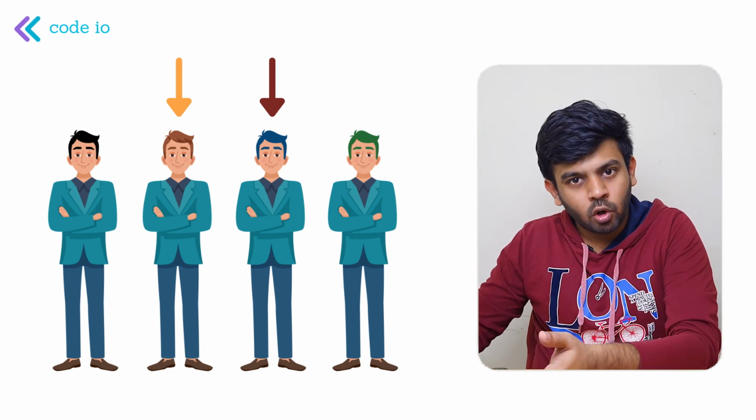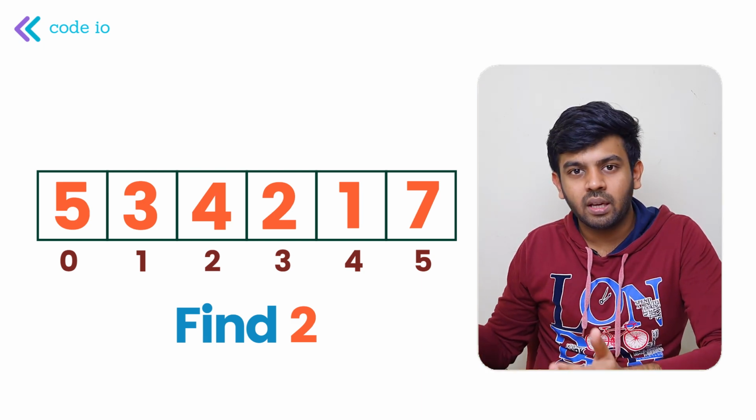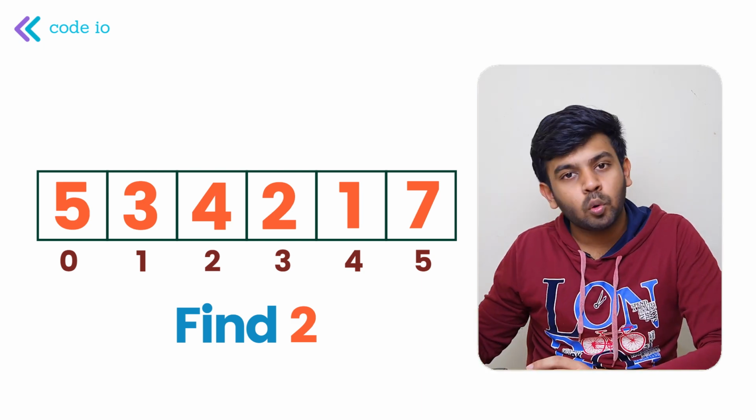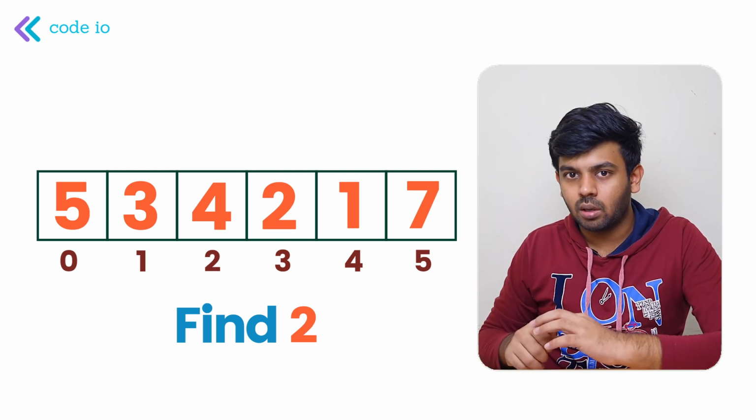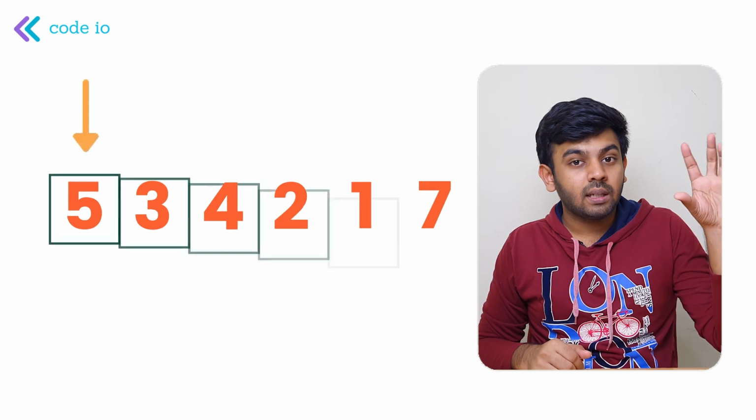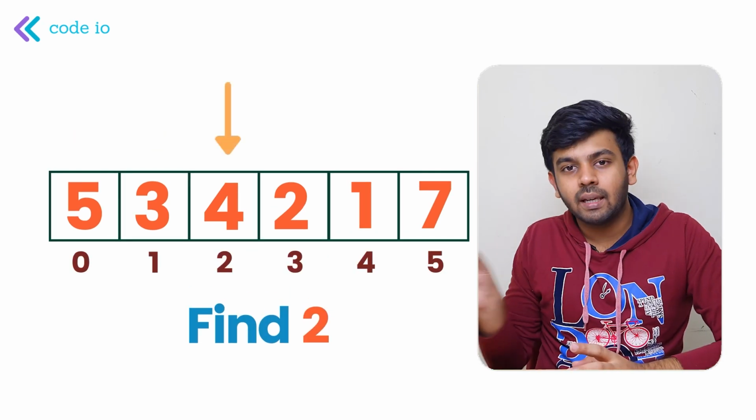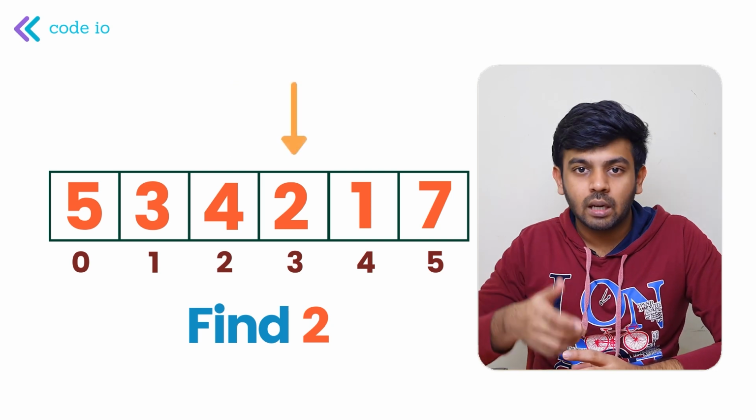So we'll go back to this array. We have this array with 6 elements, right? 0, 1, 2, 3, 4, 5 is the index, and 5, 3, 4, 2, 1, 7 is the elements or the values in the array. Now we are searching for 2. Now in the earlier case, we started from the left side and searched if every number in this array is the number that we are searching for.